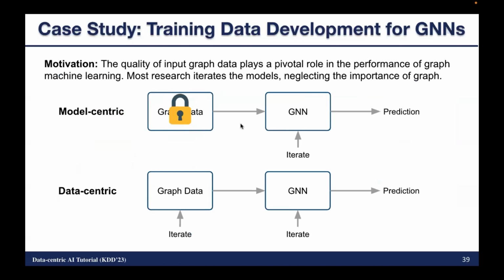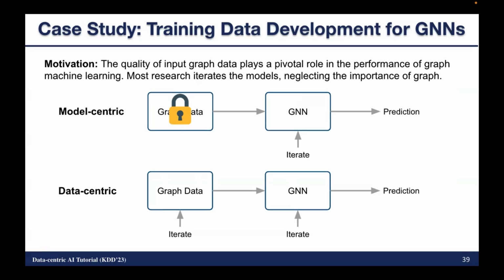A second case study I want to share is train data development for GNNs, for graphs. GNNs and knowledge graphs are becoming increasingly popular these days, so how can we apply these ideas to GNNs? The high-level idea is actually very simple. In the model-centric development, which is the majority of our current study, the graph data is fixed, given some standard data sets like Cora, Citeseer, and many others. Then we just iterate on the GNN models to get the prediction. This is our current workflow of GNN research.